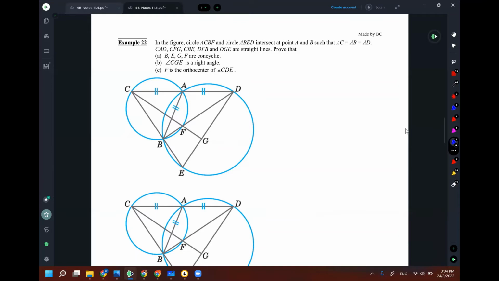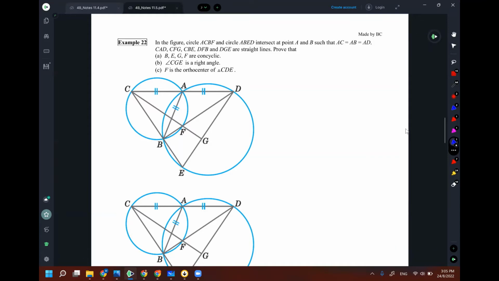Now, how about this? This point is not named. So perhaps we don't need to consider that point. Unless you think you need. But here, I don't think we need. Let's prove. First, B, E, G, F are concyclic.